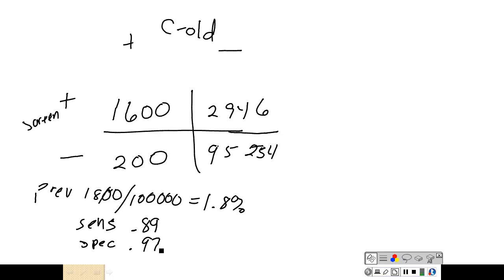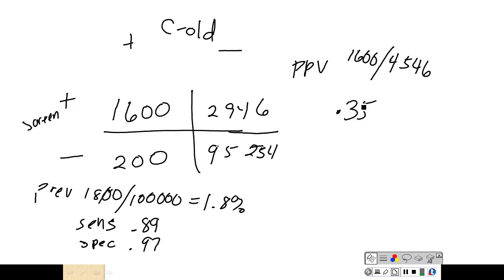Remember, positive predictive value, the number of people that truly have the disease that test positive, divided by everyone that tests positive. So our positive predictive value is 1,600 divided by 4,546, I think. No, it's 4,546, yeah. And so our positive predictive value is now 0.35.